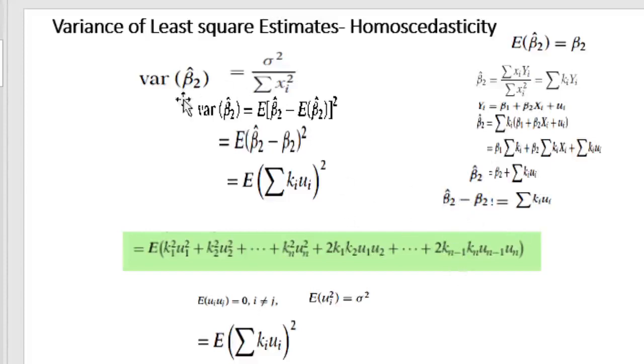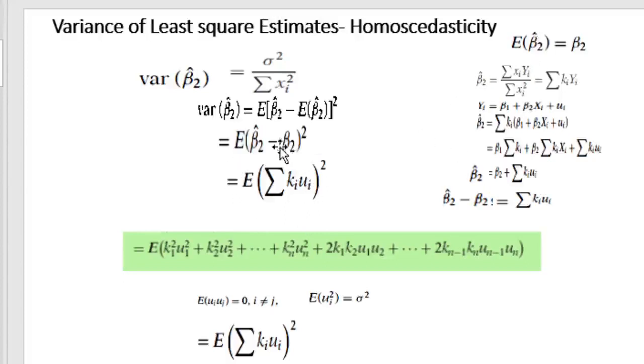We have already seen that variance of beta 2 cap equals sigma square by sigma xi square. Variance of beta 2 cap is defined as expected value of beta 2 cap minus expected value of beta 2 cap, the whole square. Here this expected value of beta 2 cap is equal to beta 2. Then this can be written as expected value of beta 2 cap minus beta 2, the whole square.